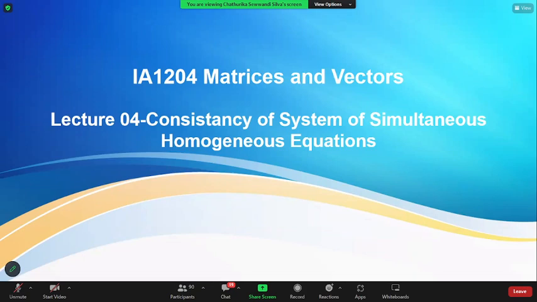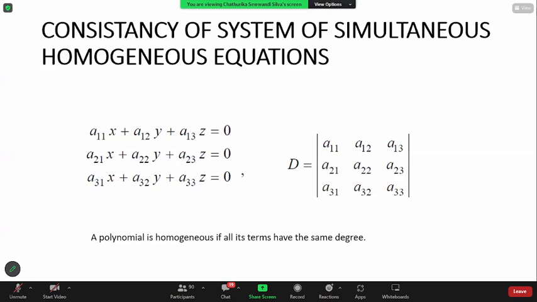Consistency of system of simultaneous homogeneous equations. So here you will learn what we mean by consistency, what we mean by homogeneity, and how you are going to solve a system of simultaneous homogeneous equations. So this lecture is also based on the concept of determinant, as we will see.